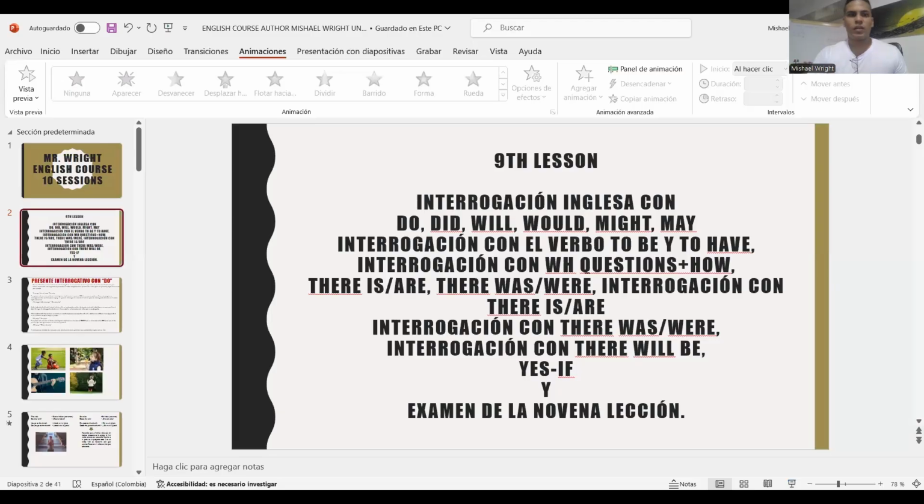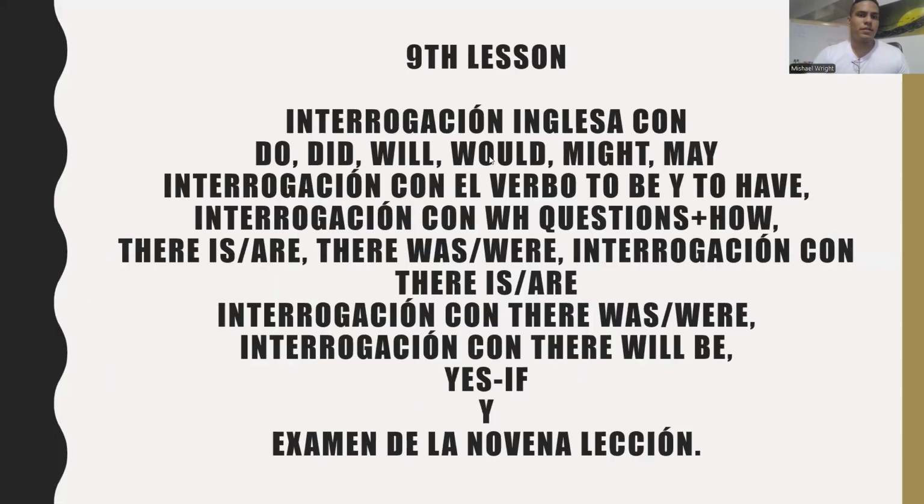So, in this ninth lesson, we're going to see how to ask questions using the auxiliary verbs do, did, will, would, might, may. We're going to have some questions with the verb to be and to have. We're going to have the WH questions, right? This one that is here.